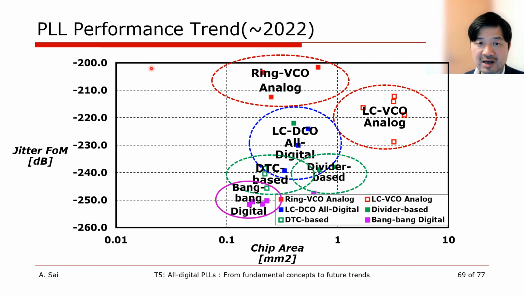Performance trend up to 2022 is shown. It can be seen that the introduction of the DTC and the bang-bang phase detector has improved the jitter FOM to below minus 250 dB.